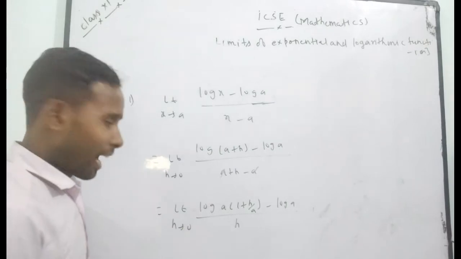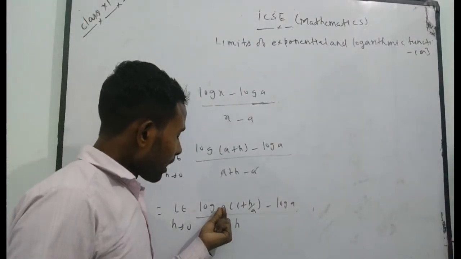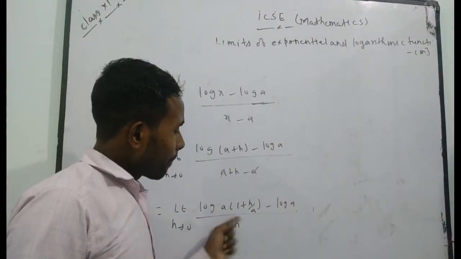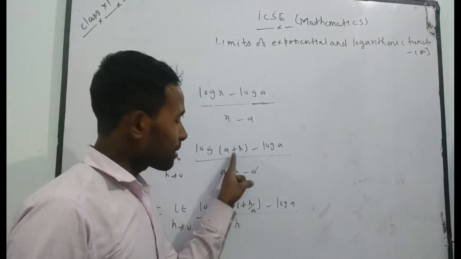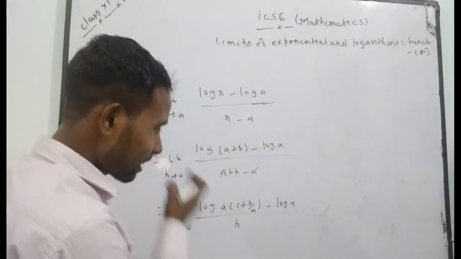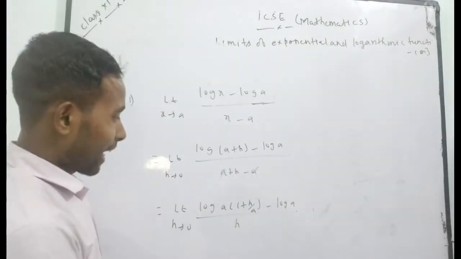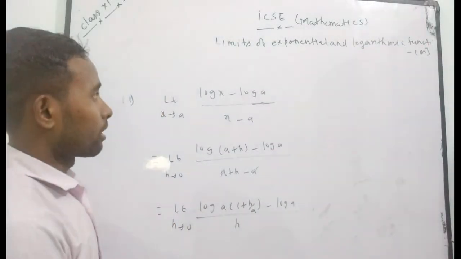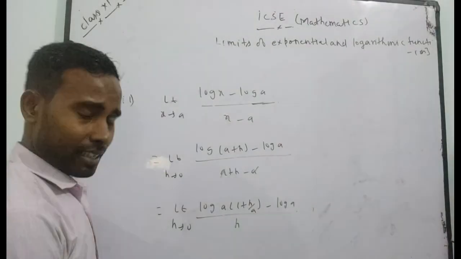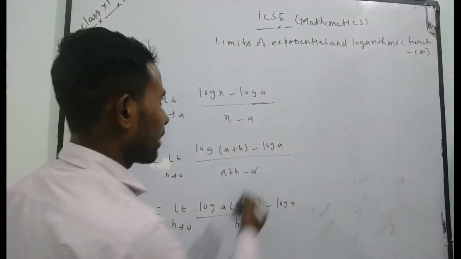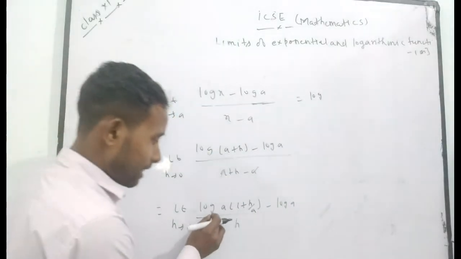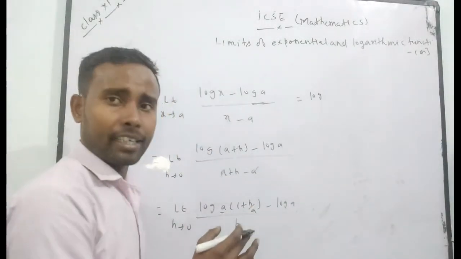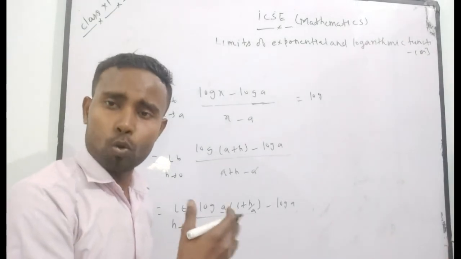I have done nothing here: if you multiply by a in this factor, a plus a cancel and h remains, so it becomes the same. I have only written it in a standard formula form. Now I want to write log again. Log m into n is equal to log m plus log n.